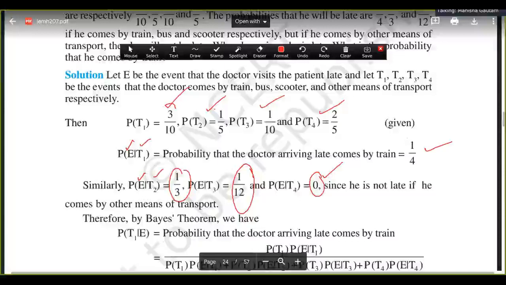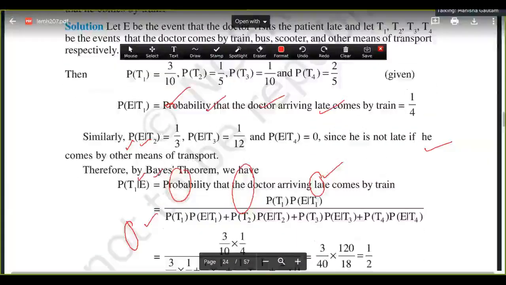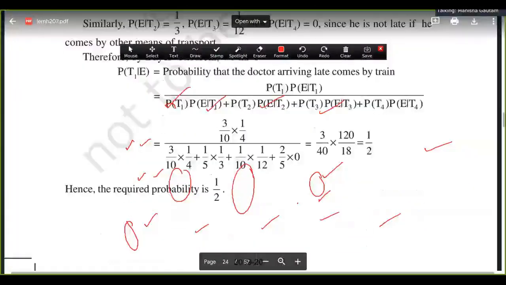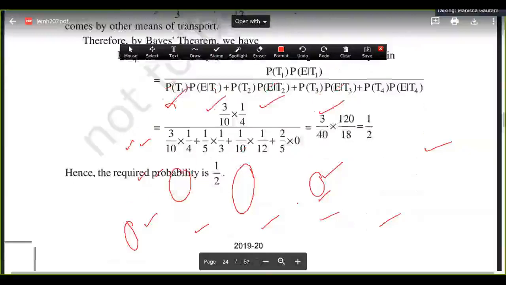Now we want to calculate the probability that he is coming by train and he is late. So put the probability of T1 into the probability of E given T1: he comes by train and is late. And for the total probability, take the first means of transport, second, third, and fourth. Put the values and add them, and you will get the solution. When he is not late, it means the probability will be 0. This is important to learn.